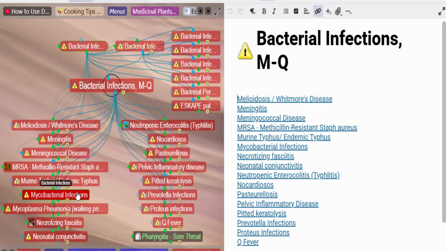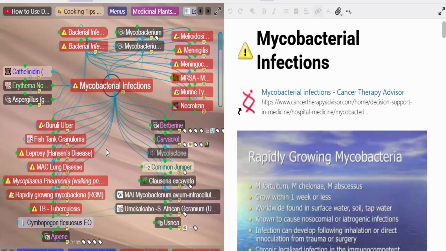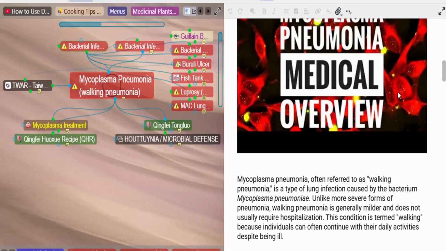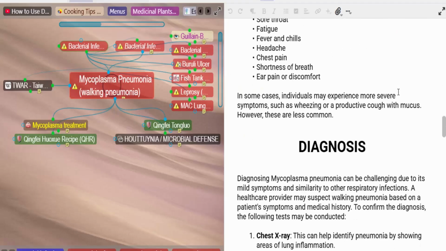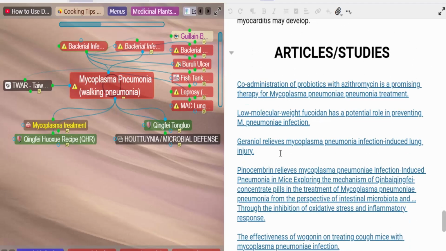And we see Mycobacterial infections, and if you are dealing with something like Mycoplasma pneumonia, walking pneumonia, here you go. Videos that explain it, treatment, prevention, complications, articles and studies. Underneath, you'll see Mycoplasma treatment.